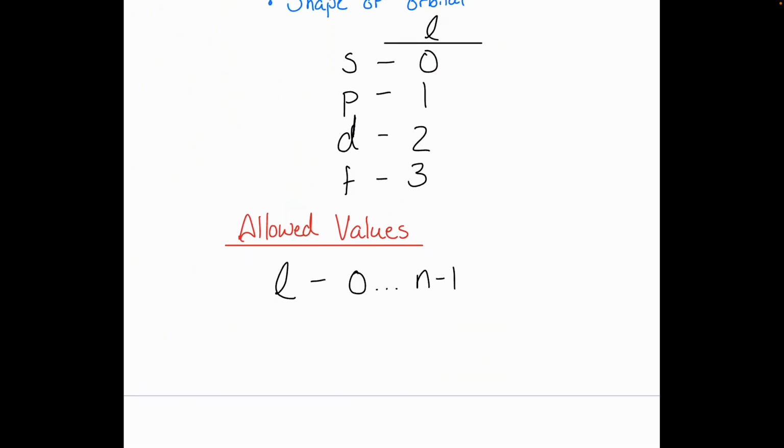Just to illustrate here, we said that there was no such thing as a 1p orbital. A 1p orbital would be n equals 1 and l equals 1. Well, that can't be. l has to be at most n minus 1. So the largest value that I can have for n equal to 1 would be 0.